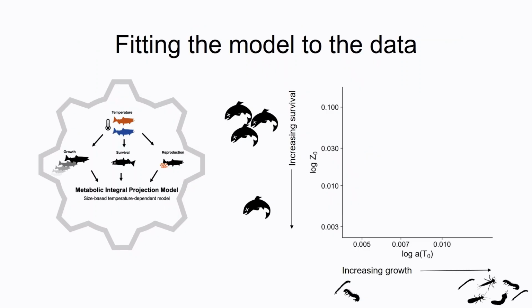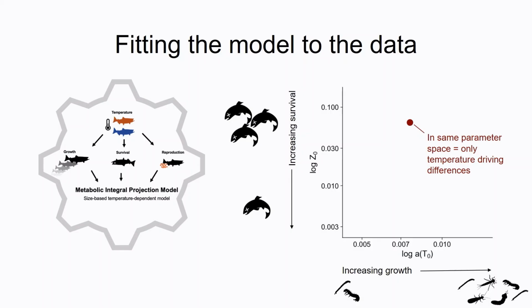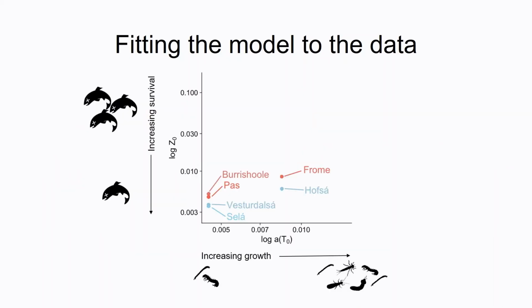So, for example, if we remember our model, we've got temperature varying in these systems, but we can also vary our growth rates and our survival rates, which we can see on the axes of this graph, to see if something else is driving them. For example, increasing growth rates could be like varying resources, so different productivities of systems. So if only temperature was driving differences, we'd expect all our different locations to appear on the same parameter space on this graph. So what do we find?